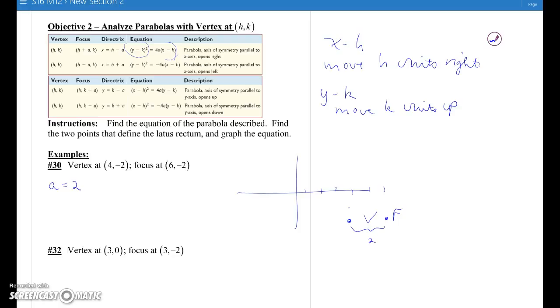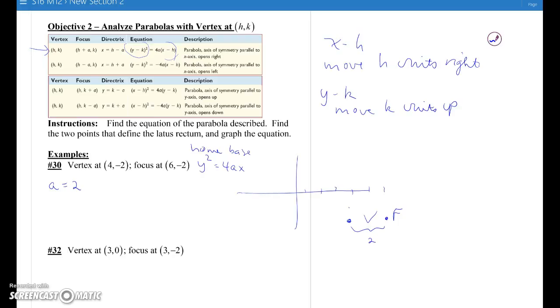And I can also see that my parabola is going to open towards the right because the focus is always inside the curved part of the parabola. So I know it's going to open to the right. So this is the type here where it opens to the right. So I know it's basically a y squared equals 4ax. That's kind of my home base.